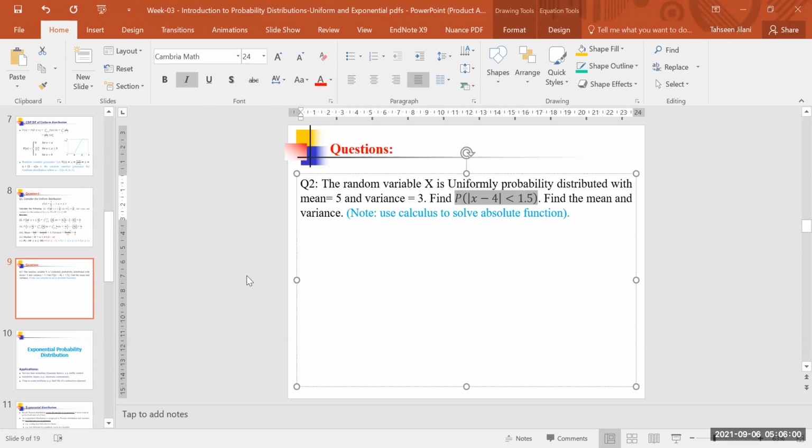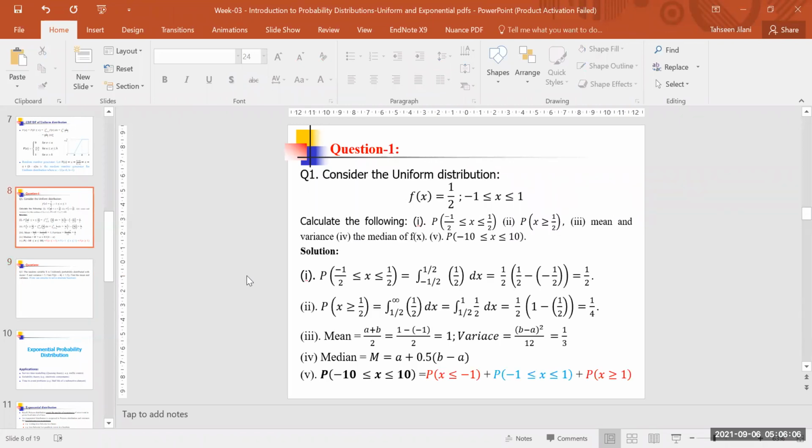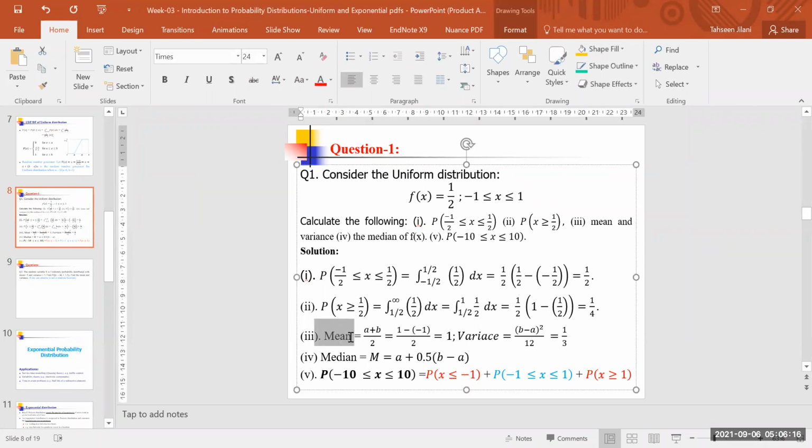Yes, sir, can I ask a question from the previous slide? Yes. Sir, why did we use -1 to +1 in the median instead of -half and +half? In the mean case here? Yes, sir.